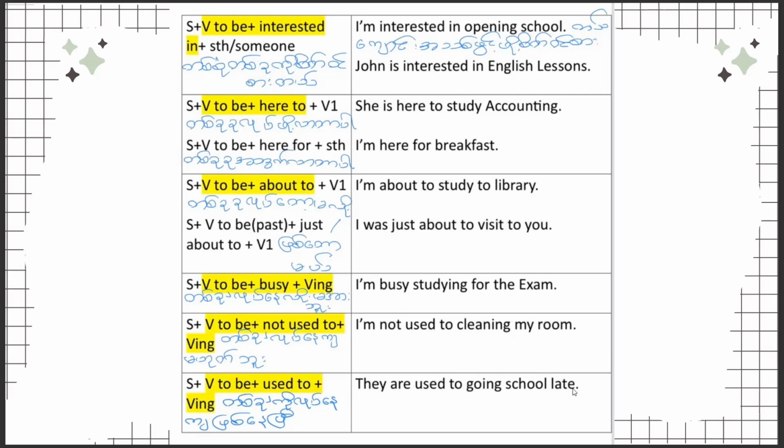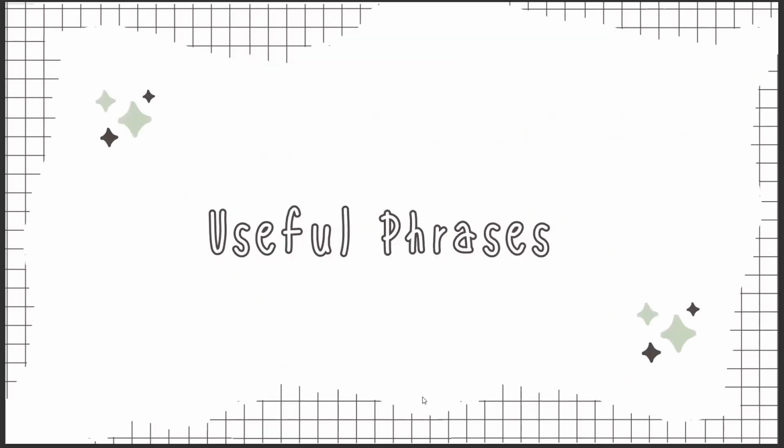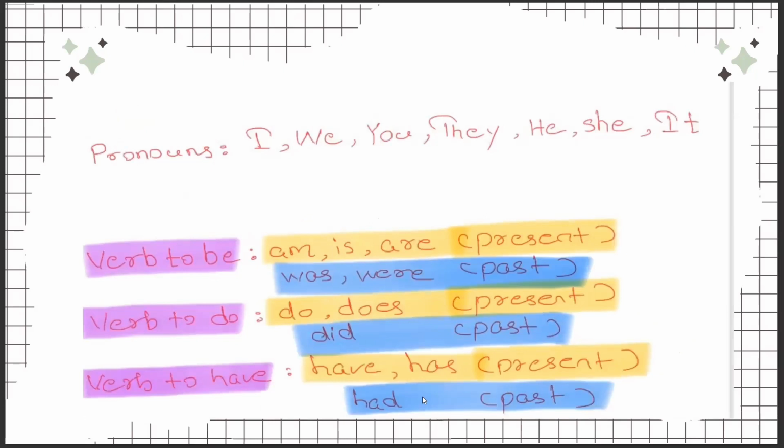Today's lesson is useful phrases, and those are very useful for our daily conversation. And then we also need to know these pronouns and verb to be, verb to do, verb to have, and also modal verbs. It is not written in here. So you need to remember those.